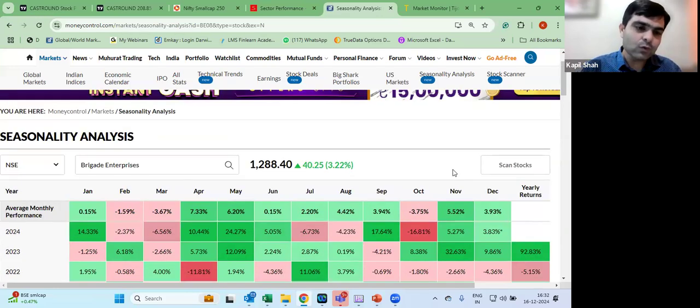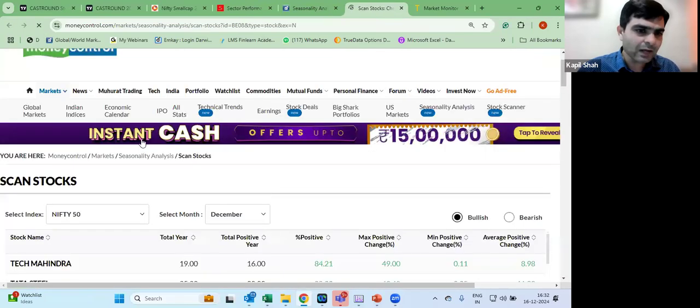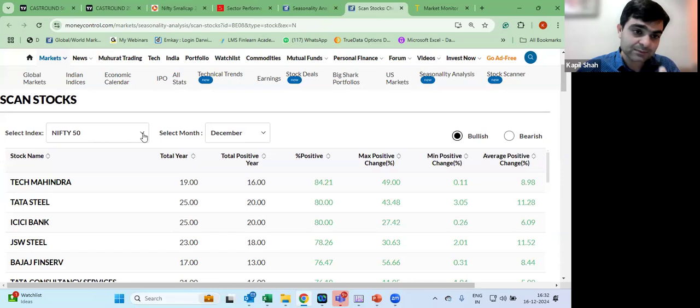Okay, let's say I don't want to find stock by stock how Brigade has been performing in the December month or how other stocks are performing. Let's say I just want to understand which mid cap stocks or small cap companies are doing well in the December month. So there is also an option for that. That is scan stocks. Once I click on scan stocks, I choose my universe based on the price performance.